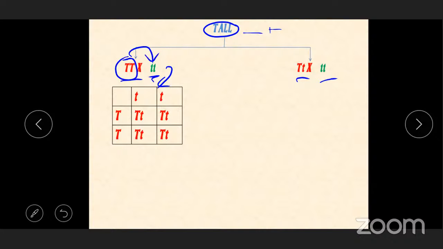Okay, students, let us find out the phenotype and genotype of this cross. In this situation, first find out the genotype and phenotype. This is tall. This is also tall. This is also tall. This is also tall. The phenotype is 4:0.